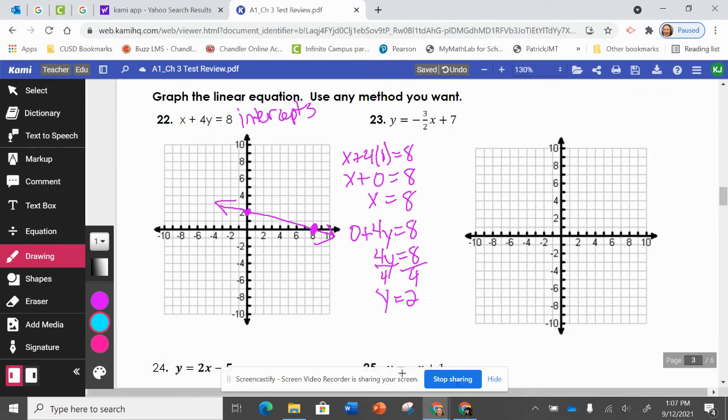For 23, this is in slope-intercept form, and I know that because y is alone. So that means that my slope, the value that's attached to x, is negative 3/2, and my y-intercept, or my b value, is 7. So I'm going to go up to positive 7, and then slope, down 3, right 2, down 3, right 2, down 3, right 2. There's my 4 good points. Connect those dots.